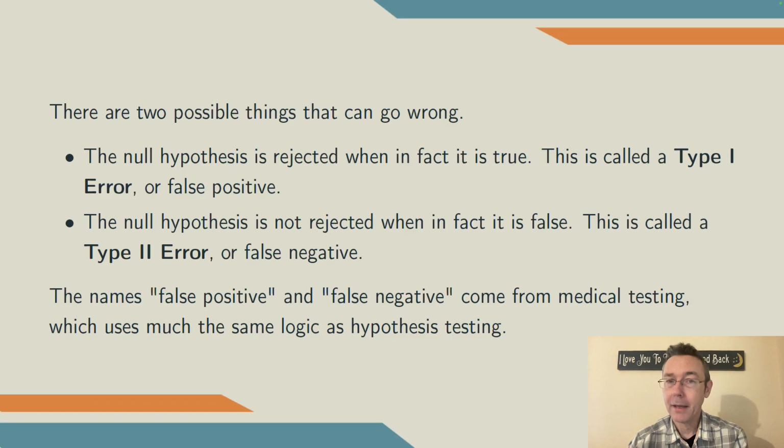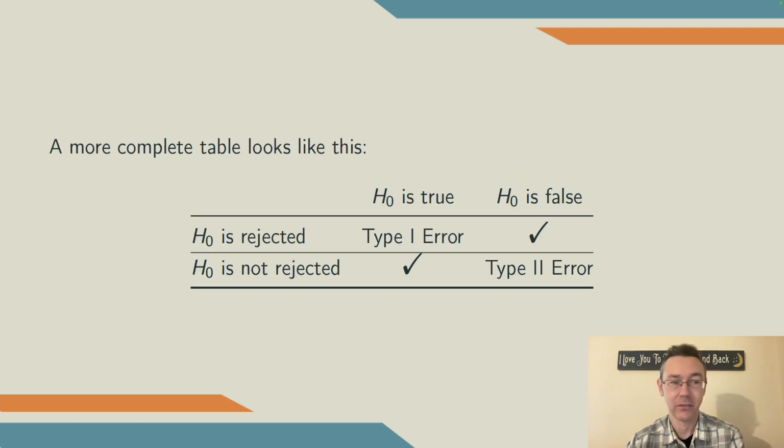First, the null hypothesis is rejected when in fact it's true, and this is called a type 1 error or false positive. The second thing that can go wrong is when the null hypothesis is not rejected even though it is false, and this is called a type 2 error or false negative. The terms false positive and false negative come from medical testing, which is using pretty much exactly the same logic as statistical hypothesis testing.